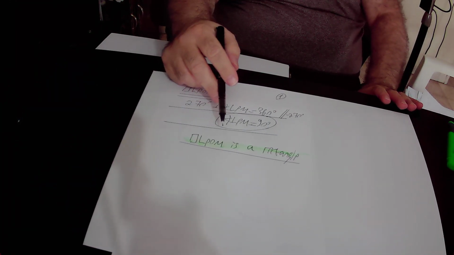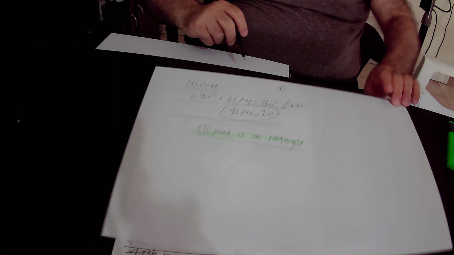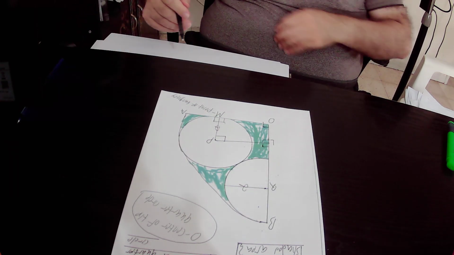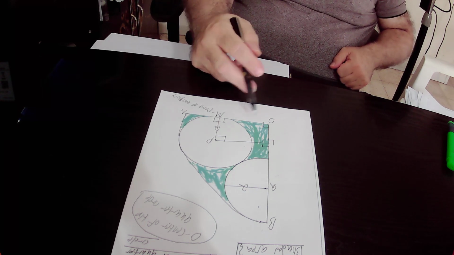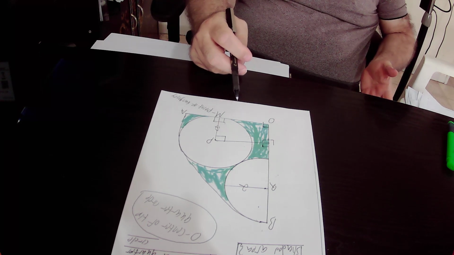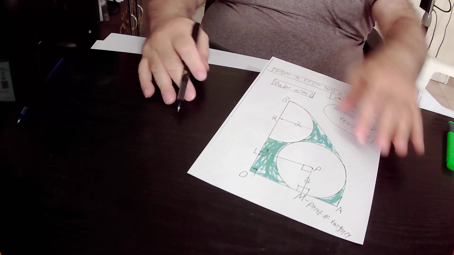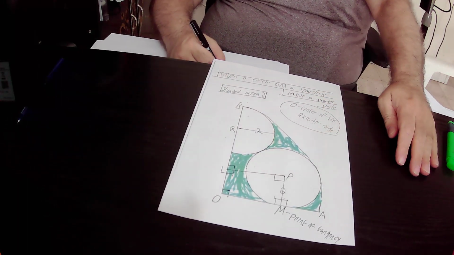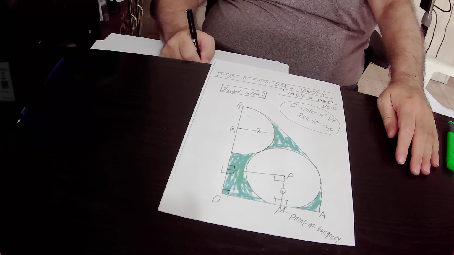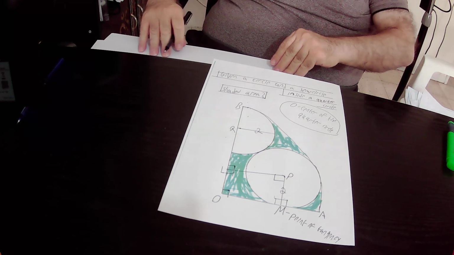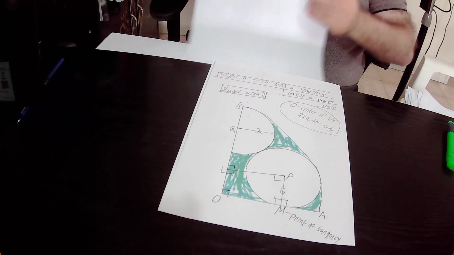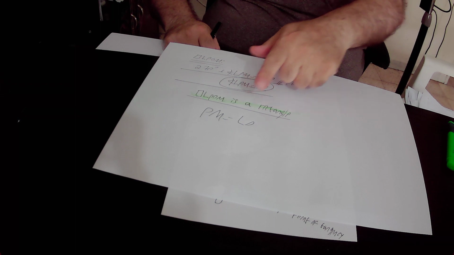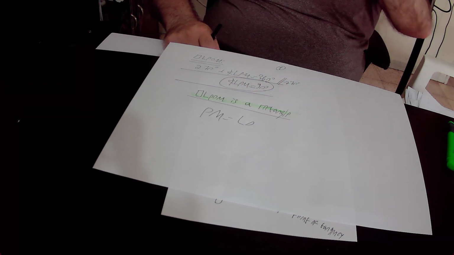Quadrilateral LPOM is a rectangle. And we know that the opposite sides of a rectangle are equal to each other. So the opposite sides of rectangle LPOM must be equal to each other. That is to say, side PM must be equal to side LO, according to the rule that the opposite sides of a rectangle are equal to each other.